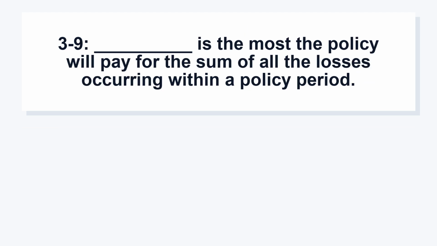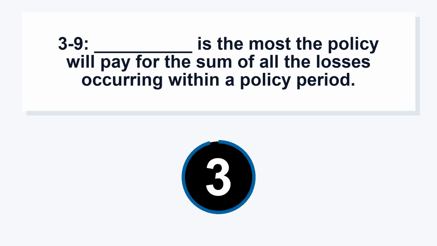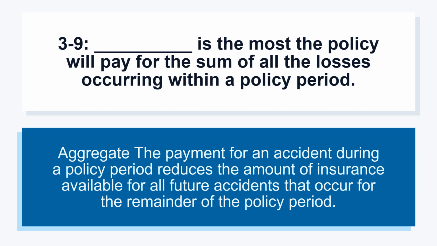3 to 9: ____ is the most the policy will pay for the sum of all the losses occurring within a policy period. Aggregate. The payment for an accident during a policy period reduces the amount of insurance available for all future accidents that occur for the remainder of the policy period.